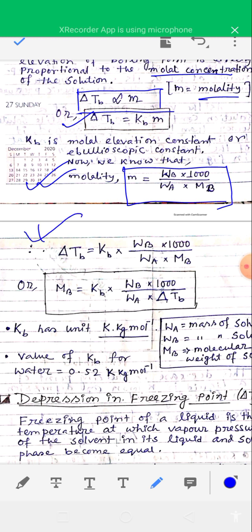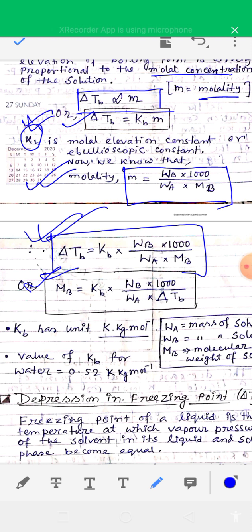Remember this equation. Using this equation, you have to solve some numerical problems based on elevation of boiling point of a solution containing non-volatile solid solute. Okay, and here the proportionality constant is Kb. Kb means molar elevation constant or ebullioscopic constant, which depends on the nature of the solvent. Okay, for different solvents the value of Kb is different.